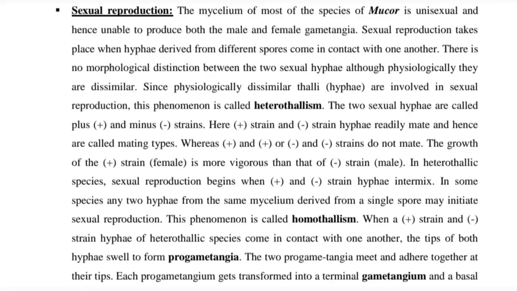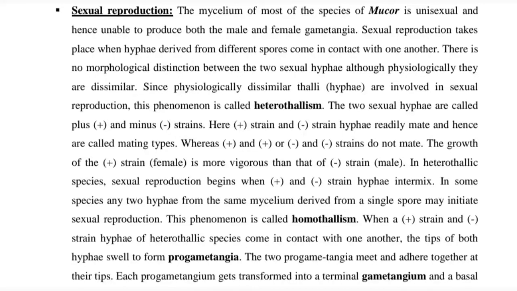Here plus strain and minus strain hyphae readily mate and hence are called mating types, whereas plus and plus strains do not mate. The growth of the plus strain female is more vigorous than that of minus strain male. In heterothallic species, sexual reproduction begins when plus and minus strain hyphae intermix. In some species, any two hyphae from the same mycelium derived from a single spore may initiate sexual reproduction. This phenomenon is called homothallism.